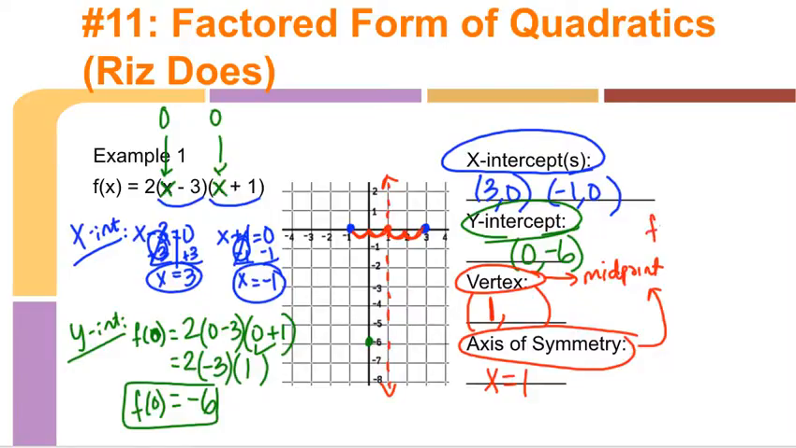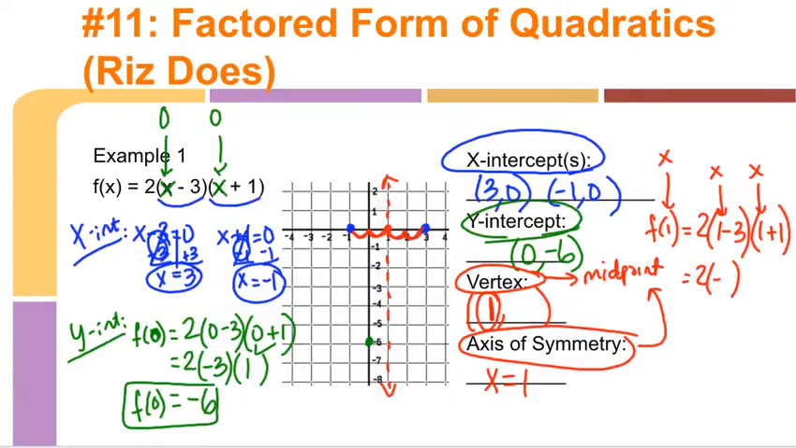So I'm going to write this over here. I'm going to say f of 1 equals 2 multiplied by, instead of x, I'm going to write 1. 1 minus 3 multiplied by 1 plus 1. So this is where the x's were, and instead of the x's, I wrote 1. Okay? So now I just follow order of operations.